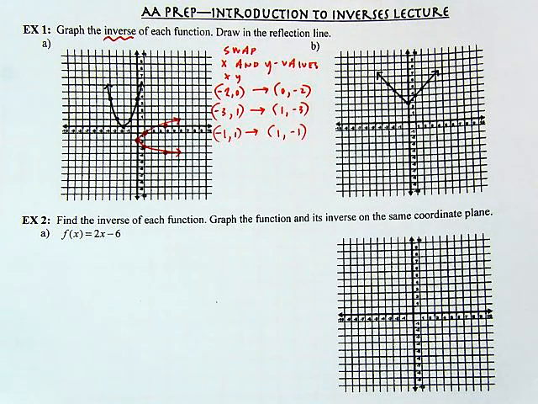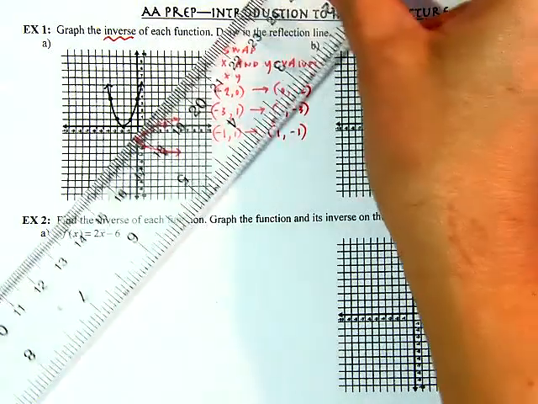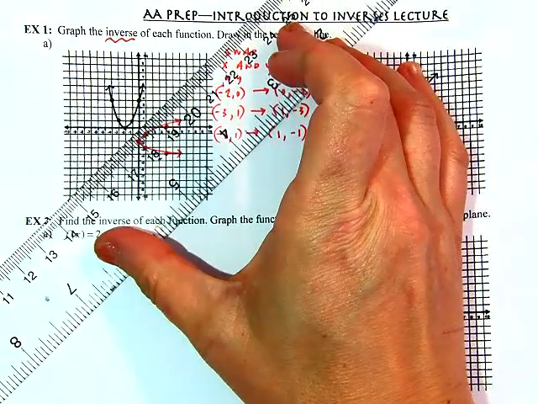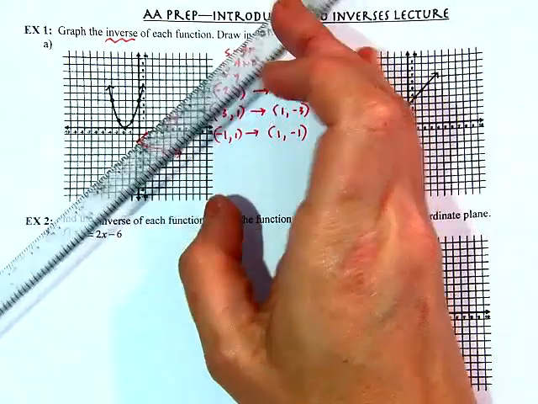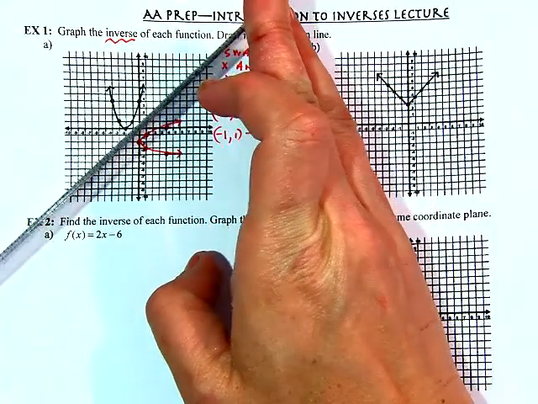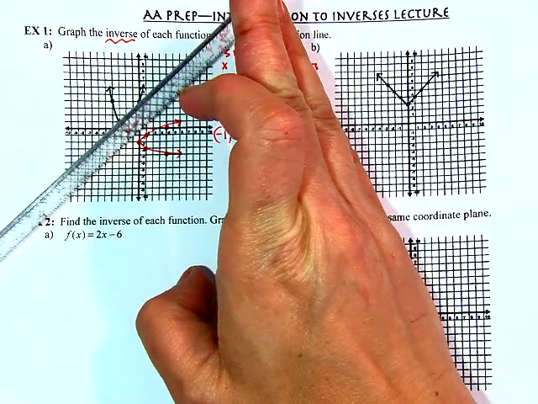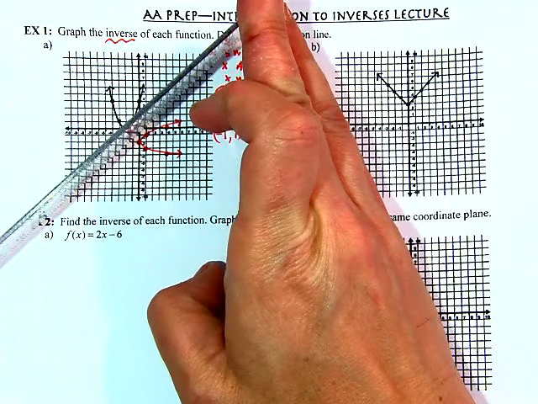Where would be the reflection line? What would be the line I would have to draw in to make a mirror? What I should be able to see is that it's going to fall in right here. So I can see that that is my mirror line. That is my line of reflection right there. I can see how it reflects over that line to the other side.